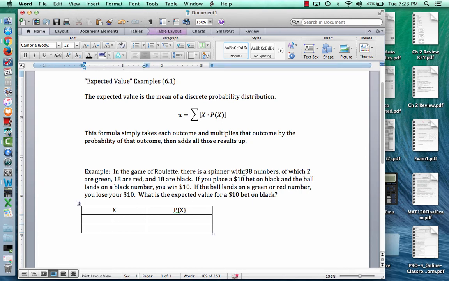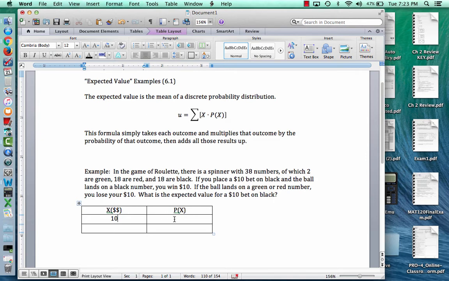Well, if you're going to bet on black, you're either going to win or you're going to lose. So when we say the expected value for a $10 bet, we're really just talking about a dollar amount. And for the top one, I'm going to assume that I win. So if I win, I get $10. That's what that outcome is worth. That's the value of it to me.